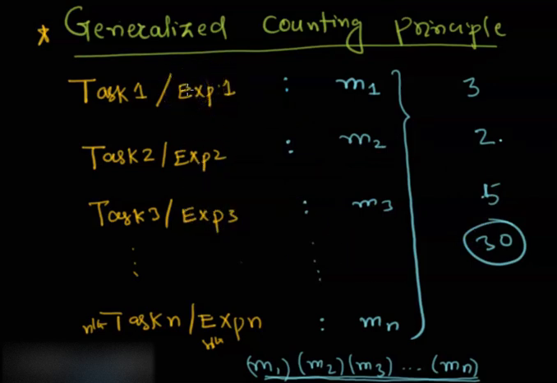Or if you are using the language of experiments, experiment 1 has 3 outcomes, experiment 2 has 2 outcomes, and experiment 3 has 5 outcomes, then if you are performing all three experiments together, you have 30 possible outcomes. Let's do some interesting examples related to this generalized counting principle, as well as the basic counting principle, which you will see in the next video.